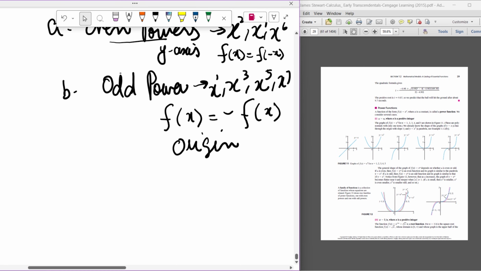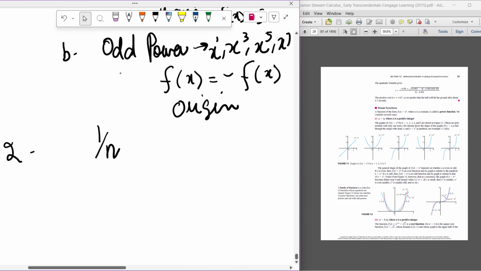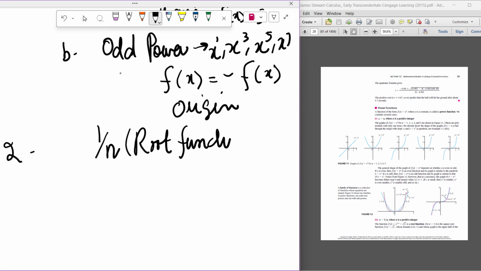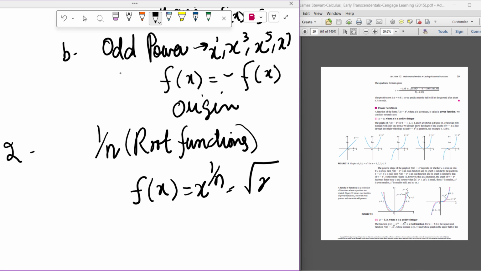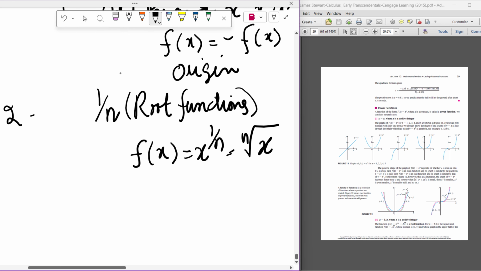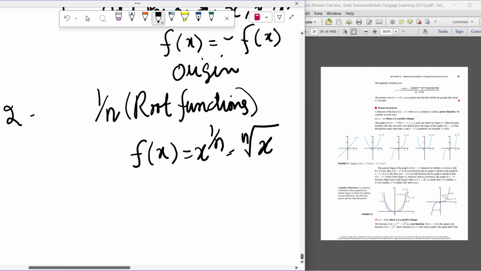The second case is when the power is in the form of 1 over n. If the power is 1 over n, we call these the root functions. So we can write the function f of x as x power 1 over n. Then we can also write it as the x under the root. Whenever there is a radical sign, it is called the radical function, or also the root function.